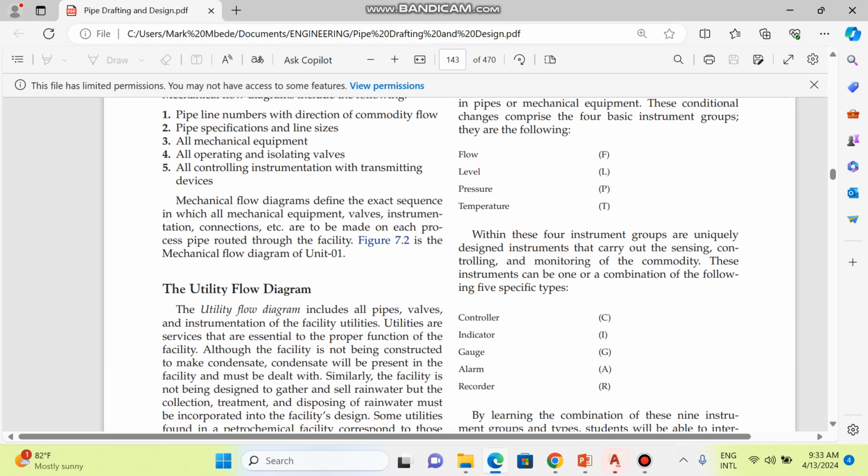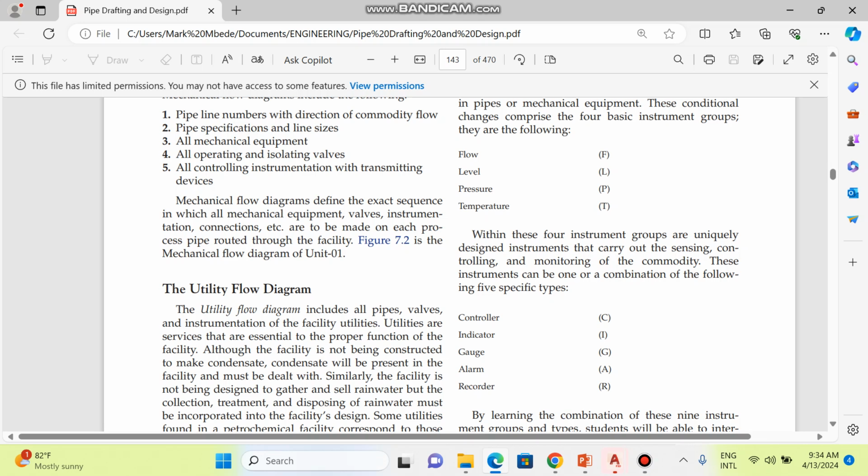But within these four instrument groups, there are ways in which these four can be controlled and monitored also. So we have the controller, we have the recorder. So this flow control is used to control the flow. This flow indicator is used to monitor, like it indicates, okay, this fluid is flowing at this particular rate. Now, the gauge is like a manual form that you place on site that you use to actually see the flow.